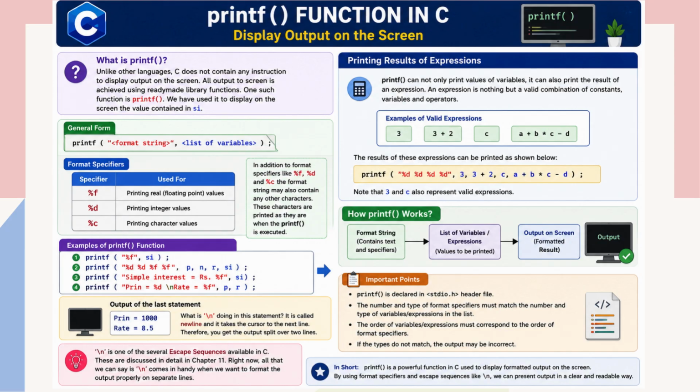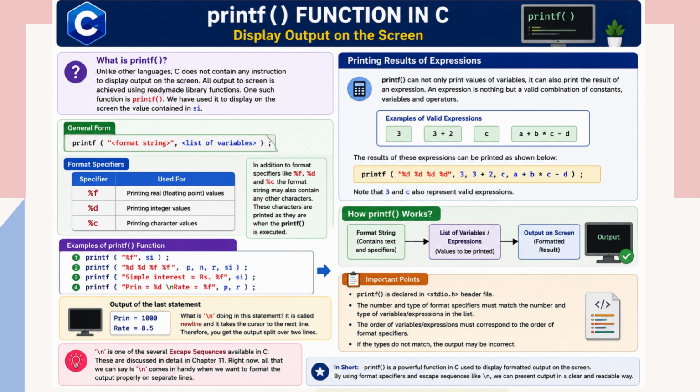The last slide is the printf function, which is used to display output on screen in C. The general syntax consists of a format string with text and format specifiers. Common specifiers are %d for integers, %f for floating point, and %c for characters. The printf function can print not only variables but also the results of expressions. Here, 3 plus 2 is evaluated and displayed. Escape sequences like \n are used to move the cursor to the next line and improve output formatting. Printf matches the format string with variables and displays the output.